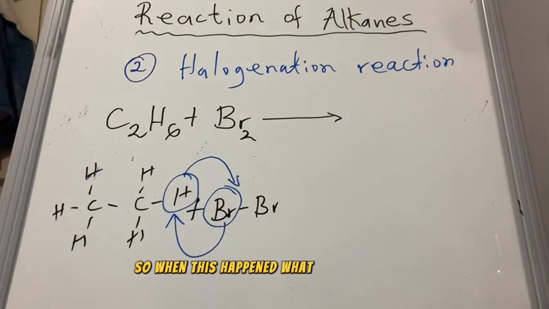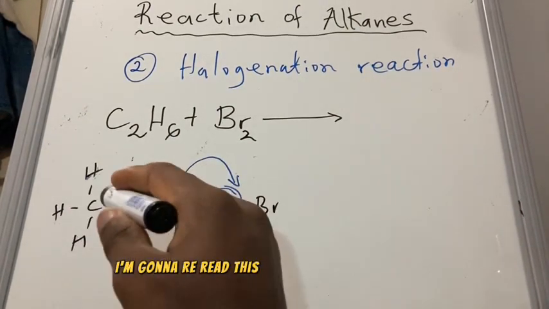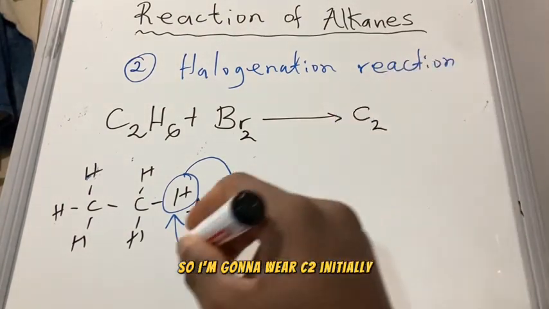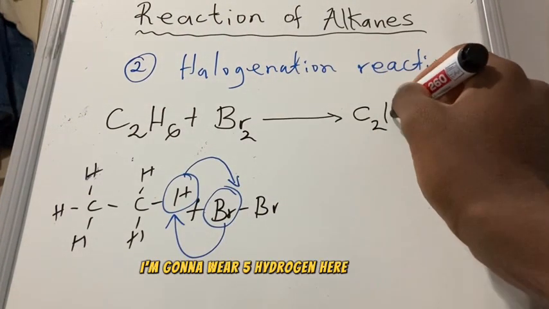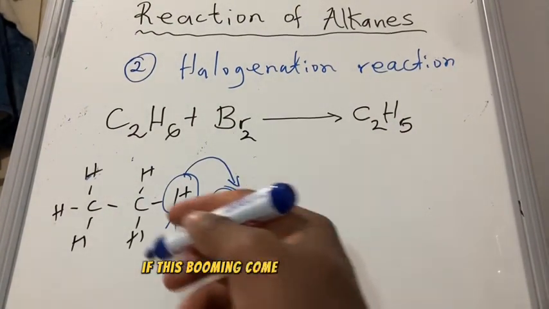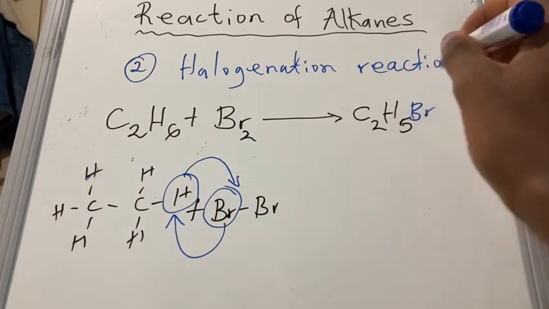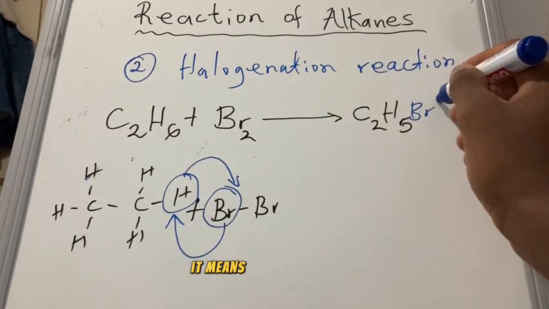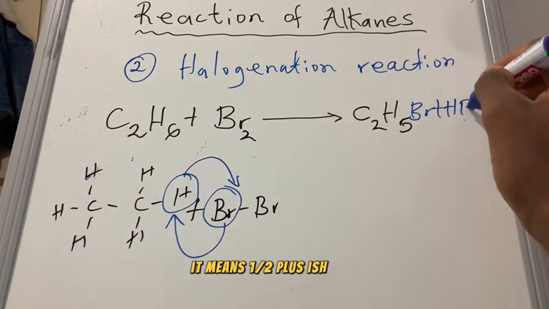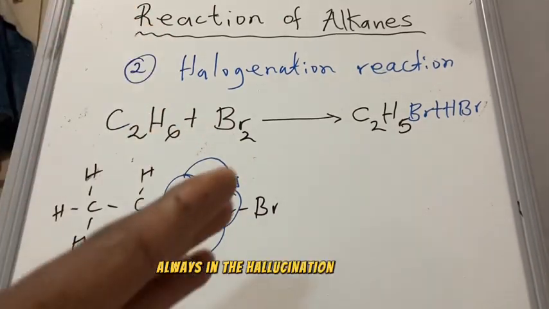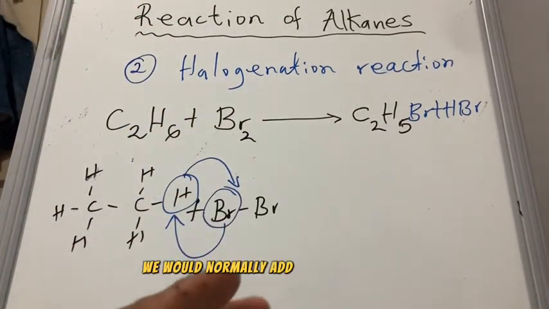So when this happens, I'm going to rewrite this. I have 2 carbon initially, so I'm going to write C2 initially. I'm going to write 5 hydrogen here, C2H5. Next, if this bromine comes here, it means I have Br, and then if this hydrogen attaches to the Br, it means I have plus HBr. This becomes a product.